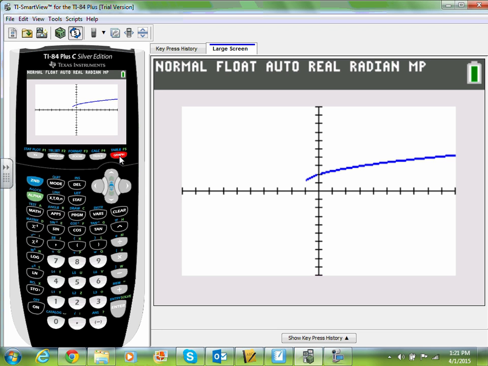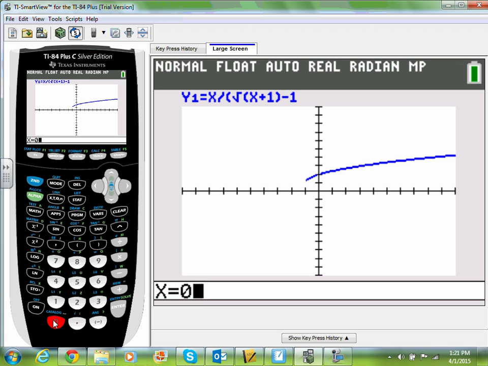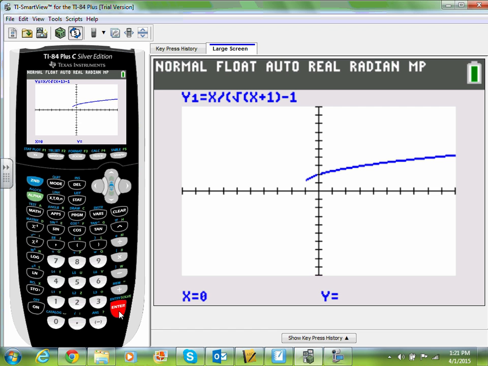There's nothing for your y, right? Because at 0 it is undefined, so then go to your table. And so like I told you, you could use your trace function. If we type in x equals 0, it gives us a blank for y. And what that tells us is that our graph is undefined at that point. But we can still find our limit by going to our table.